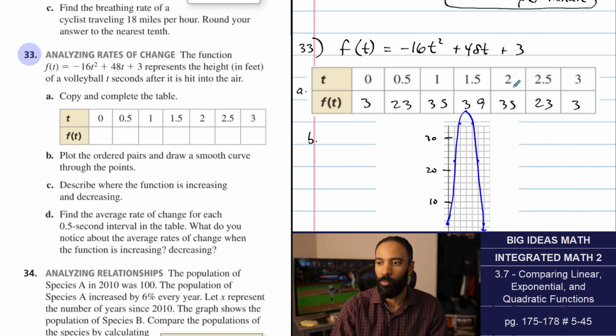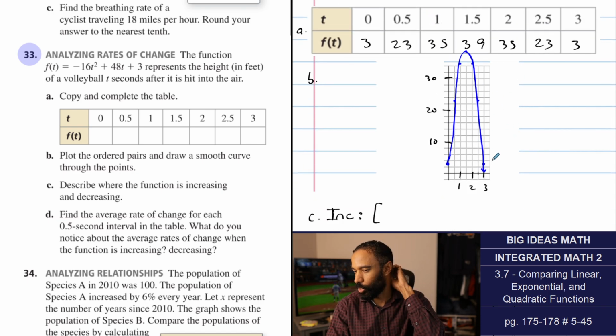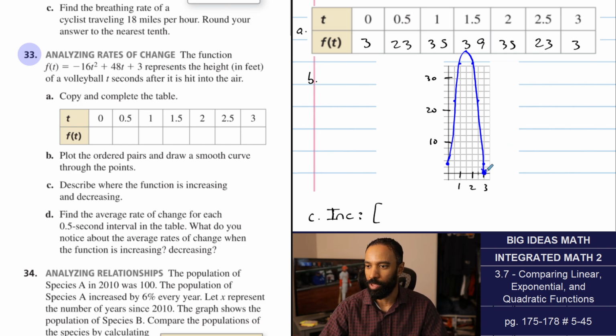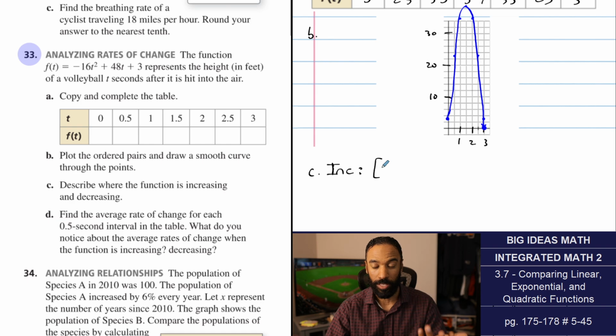Now, did it say what happens at 3 after it's in the air? I don't know if it hits the ground or if it gets set at another 3 feet, but at best, it will hit the ground again just after 3 seconds. That's the only problem decreasing that I don't know for sure. Somewhere a little bit after 3, let's just say that.